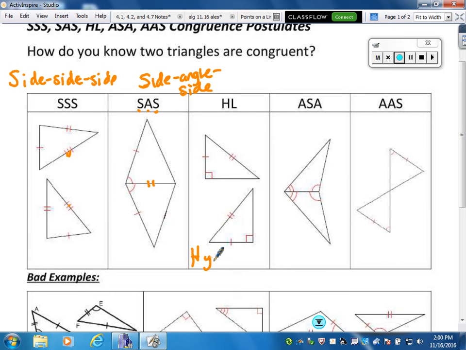Alright, the next one is called HL, which is hypotenuse leg. This is right triangles only, so hypotenuse leg. So if you look at a right triangle, you might have heard this before. It might be the first time you've heard it.